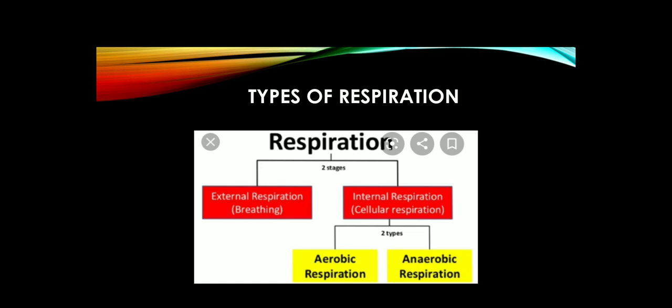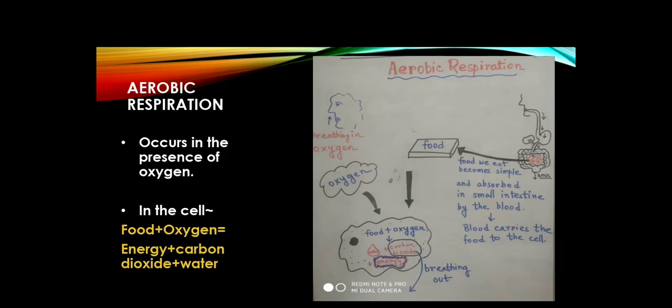It means it is happening outside of the cells. Now what is internal respiration? It happens inside the cell. Internal respiration or cellular respiration is of two types: aerobic respiration and anaerobic respiration. So children, now we will discuss aerobic respiration.